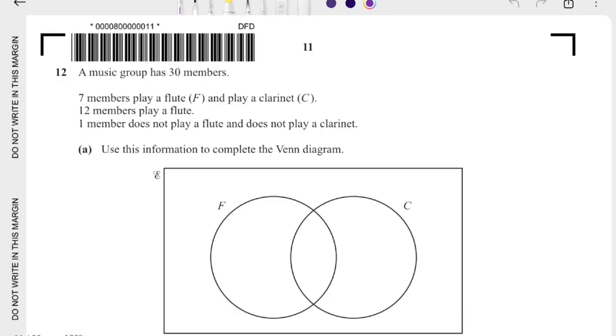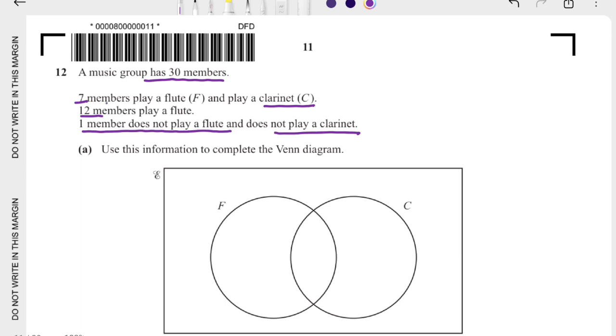Question number 12. A music group has 30 members. 7 members play a flute and play a clarinet. 12 members play a flute. 1 member does not play a flute and does not play a clarinet. Use this information to complete the Venn diagram.